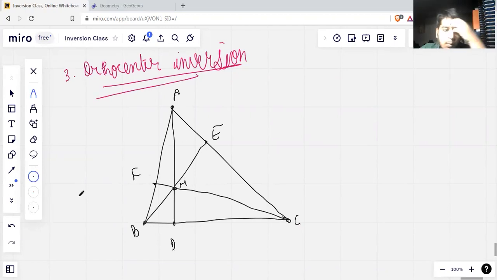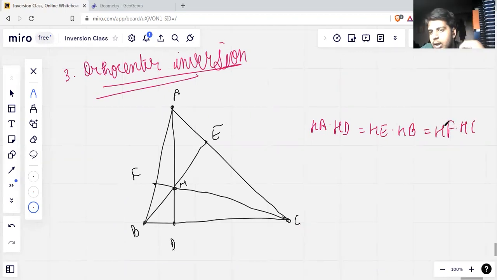First of all, how to motivate this inversion? This is motivated by the fact that HA into HD equals HE into HB equals HF into HC. This comes from power of a point. If you don't know power of a point, you can also do it by similarity. It's a good exercise, so I'd recommend the viewers who don't know to prove this on your own. I'll right now assume this is true.